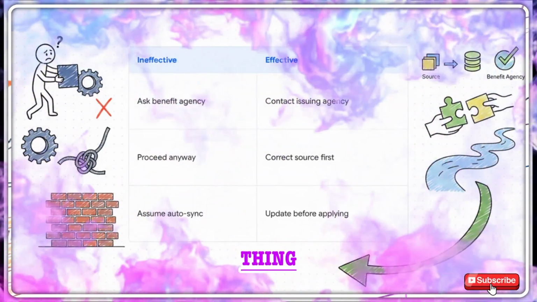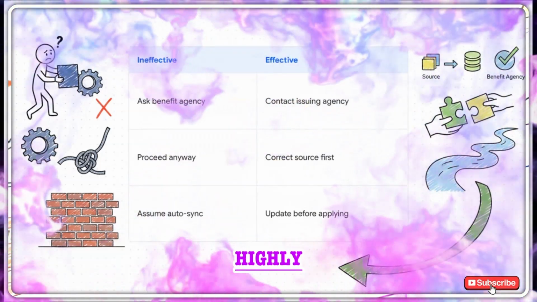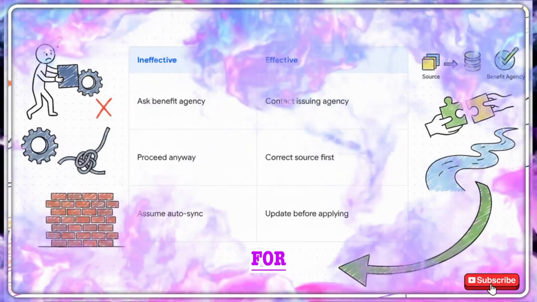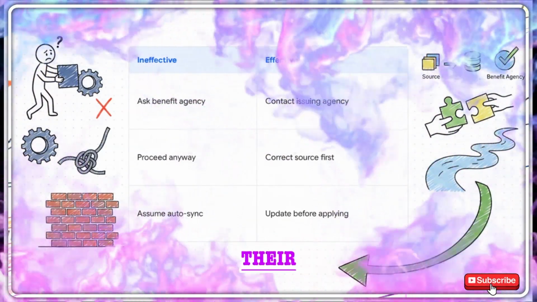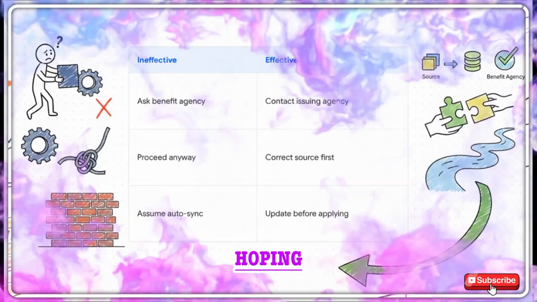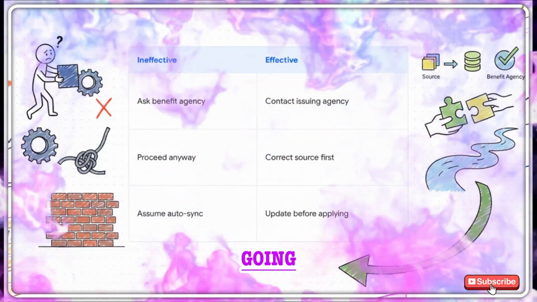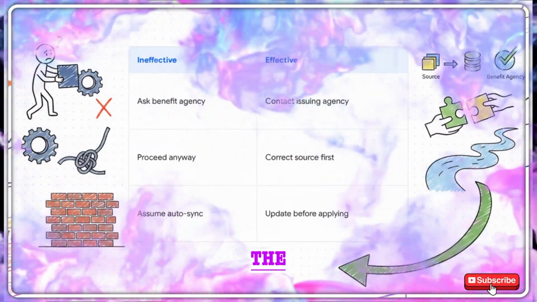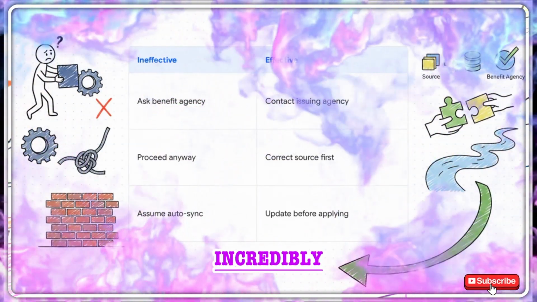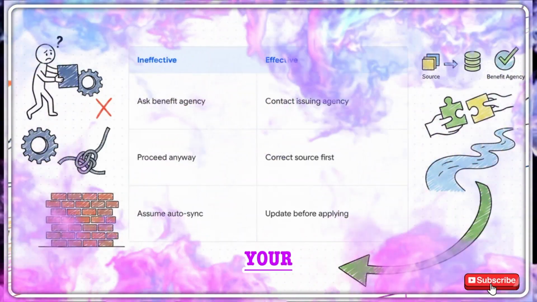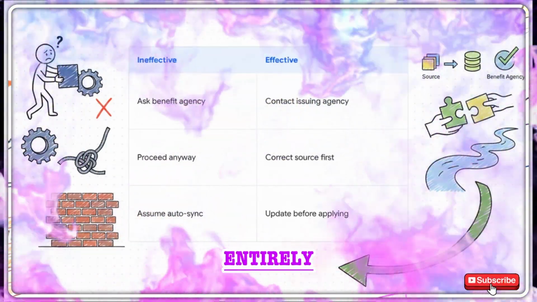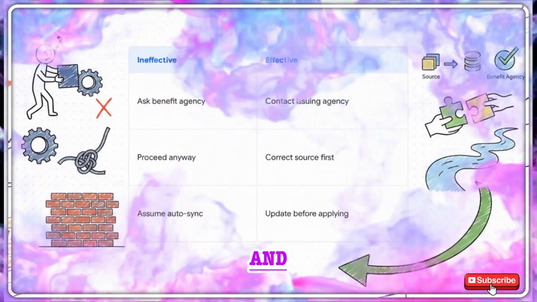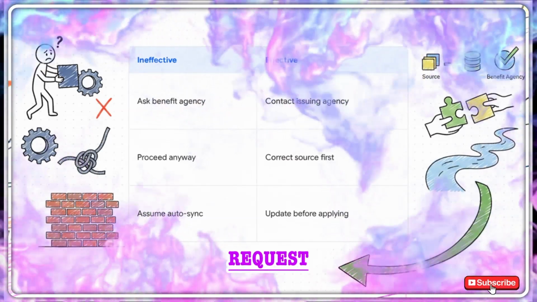And here's the thing. Our natural human instinct is highly ineffective here. Most people will just beg the current benefit-granting agency for an override, or they'll stubbornly push their application through anyway, blindly hoping that these different government mainframes are just going to magically auto-sync and resolve the conflict. Trust me, they won't. The structurally sound expert strategy is incredibly strict. You must halt your current application process entirely, return to the issuing authority, force that source data correction to happen, and only then proceed with your downstream request.